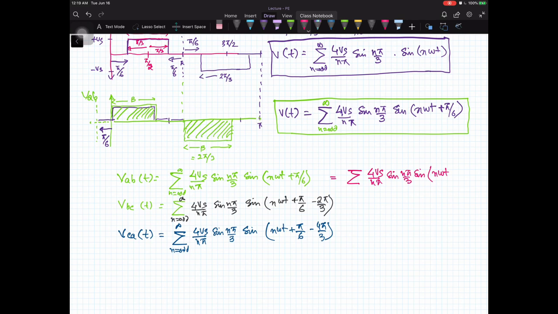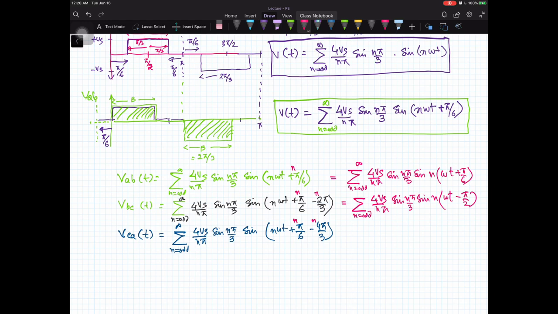Basically this n will also be there over here, n pi by 6 will also be multiplied with n over here and n over here as well. So I can write this expression as n omega t plus pi by 6, and this can be written as 4VS by n pi into sine n pi by 3 into sine of n omega t plus pi by 6 minus 2 pi by 3, which will be equal to minus pi by 2.